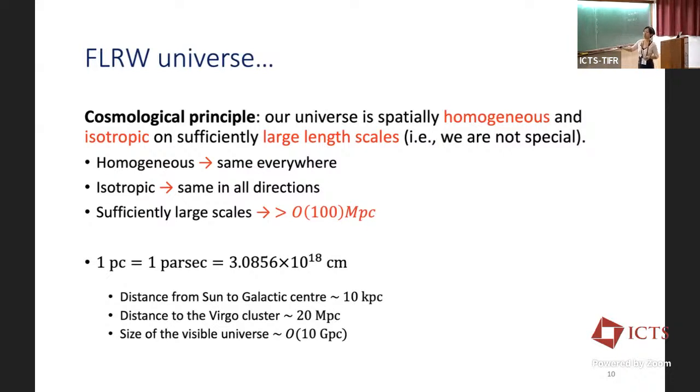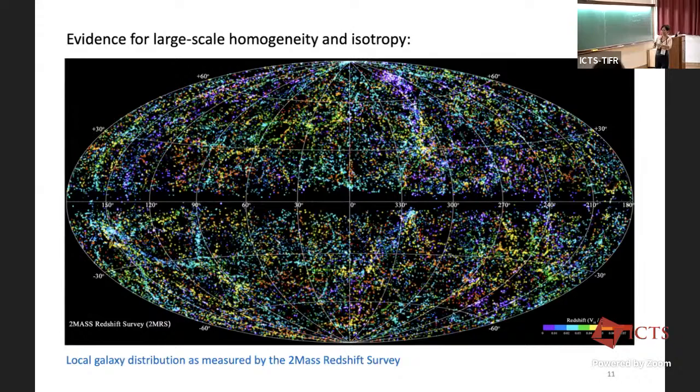And the size of the visible universe is of order 10 gigaparsec. So cosmology is essentially the study of the evolving universe between 100 megaparsec and 10 gigaparsec. Now, we have plenty of evidence for large-scale homogeneity and isotropy.